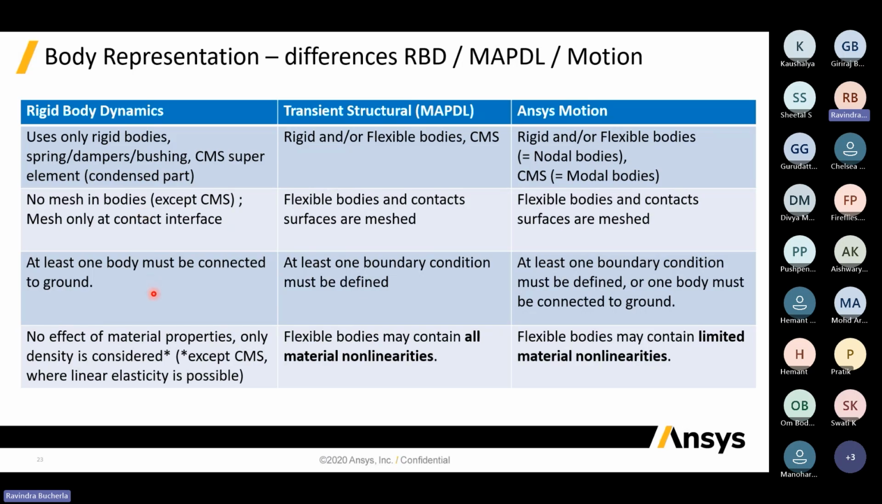Okay. So here in the rigid dynamics, we will not be considering any material properties except the density. Or if you want to consider any CMS part, then we can give the material properties up to the elastic limit. But in both transient structural and Ansys Motion, we can consider the material nonlinearity as well. Like if you want to include the elastic properties and plasticity properties, along with any hyperelastic materials, you can use them. But in Ansys Motion, there is limited material nonlinearity. In transient, we can consider all types of material nonlinearities.